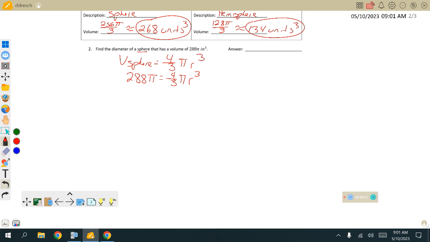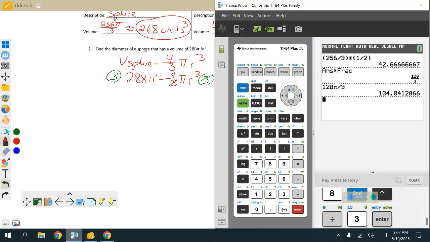We gotta get rid of that 4/3 first. We're dividing by 3. We always get rid of division. Inverse of division is multiplication. So we're gonna multiply both sides by 3. Those 3's cancel, and hopefully you realize those pi's are gonna cancel out. And 288 times 3 gives me 864.